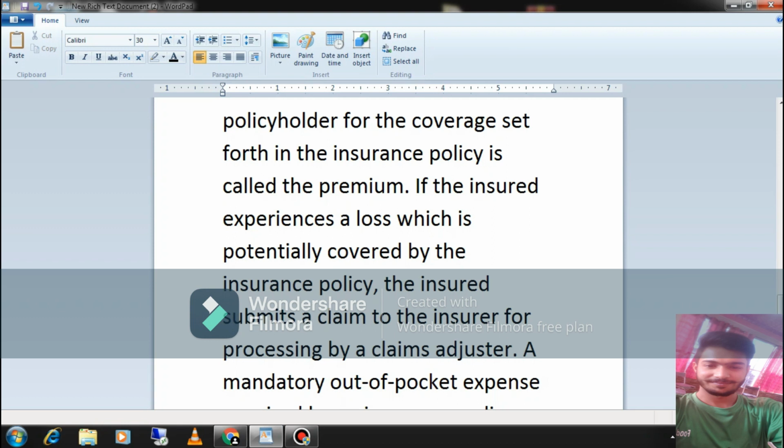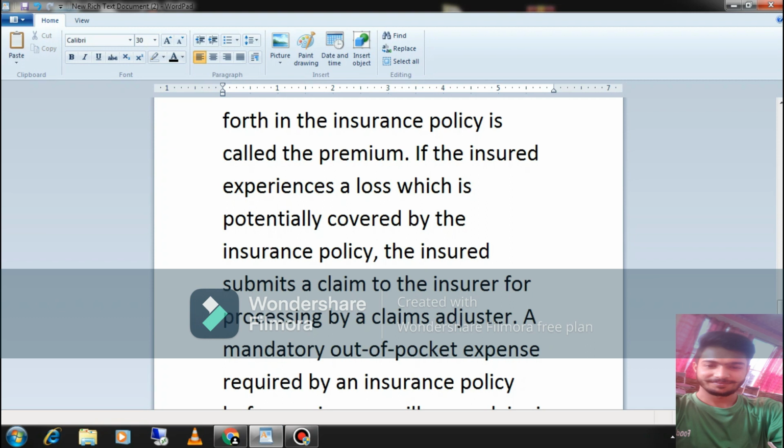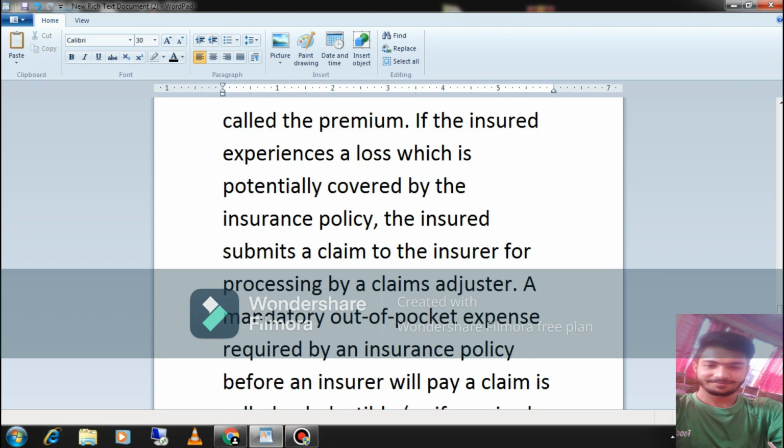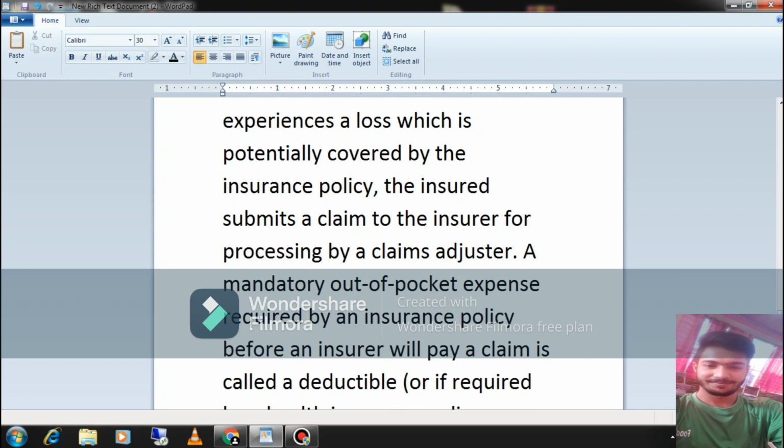It works on that policy which demands a mandatory out-of-pocket expense. It means that a person is not obligated for expenses, but it is required by an insurance policy before an insurer will pay a claim. That is called a deductible. It means that as complaints are received by the insurance company.